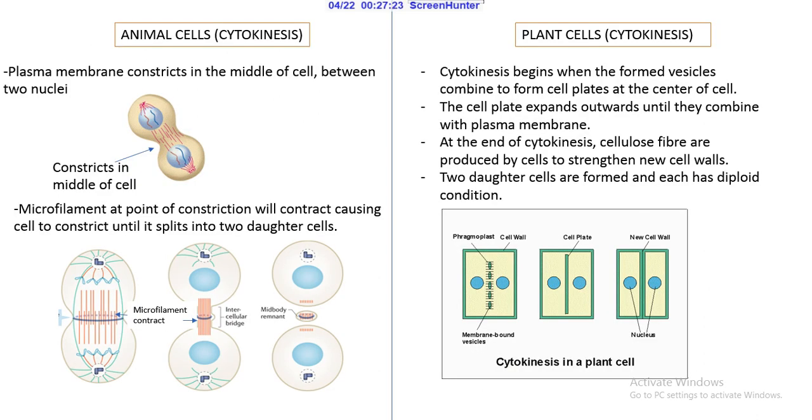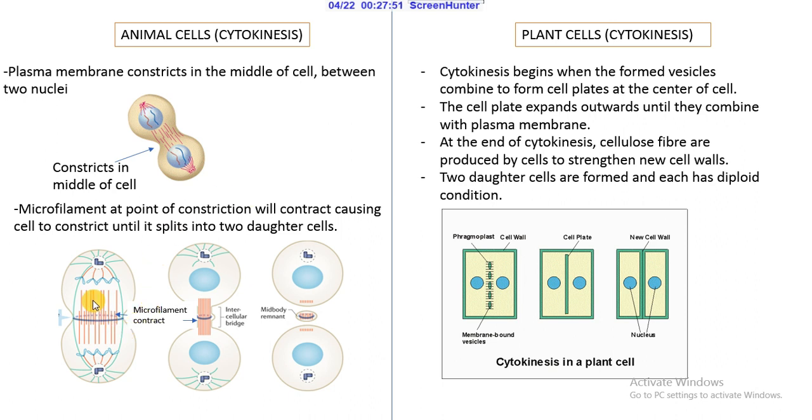So we have the comparison between the animal cells and also the plant cells. First, let's look at the animal cells. The plasma membrane constricts in the middle of the cell between the two nuclei. You can see the constriction of the cytoplasm in the middle of the cell, between these two nuclei. So the microfilament at the point of constriction will contract, causing the cell to constrict until it splits into two daughter cells.